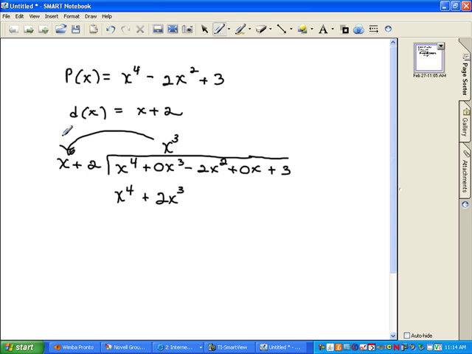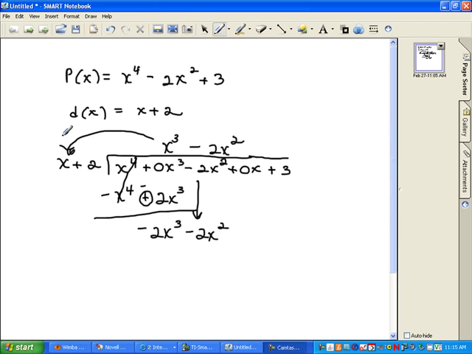Once I do my multiplication, I have to subtract just like a regular division problem. So in algebra, when we subtract, we have to change signs. So we're going to draw a line and change all of our signs. If we've done that correctly, the terms on the left will cancel, and then we do the rest of our math. We bring down the next term and we repeat the process. X into negative 2x cubed is negative 2x squared. And now we multiply. Negative 2x squared times x plus 2.